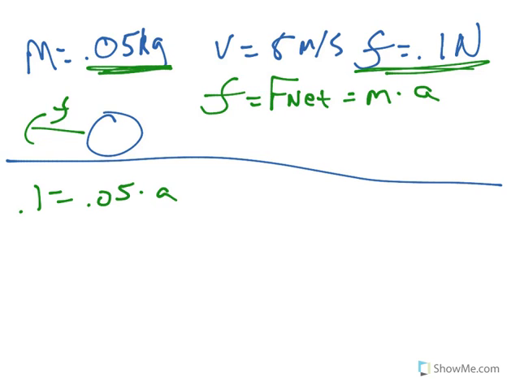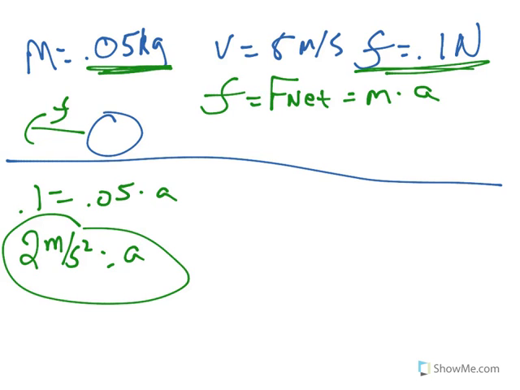So 0.1 divided by 0.05 equals 2 meters per second squared equals A, and that tells us what the first answer is. The acceleration is 2 meters per second squared. The second thing to recognize is that just because the velocity is 8 meters per second at one point doesn't mean that's a constant velocity. What that really means is that the instantaneous velocity whenever this problem started was 8 meters per second. So it asks what's the speed after 2 seconds.